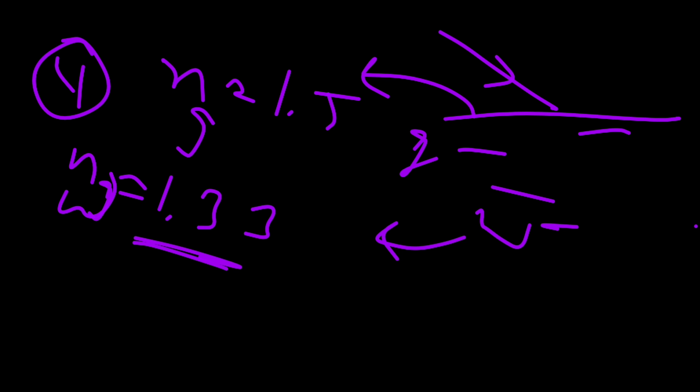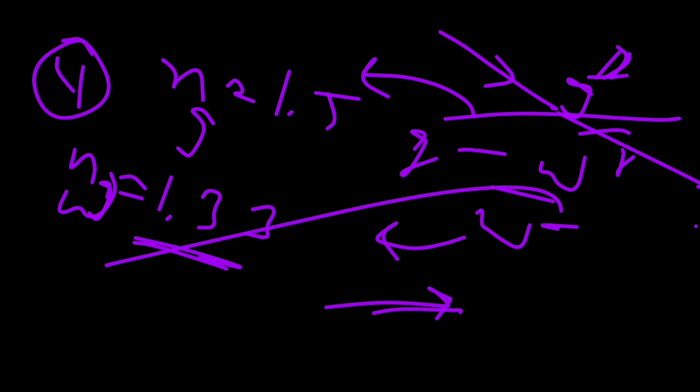So the light ray is coming from glass to water, from denser to rarer medium. The light ray bends away from the normal. Did you get it? So this is an important question. You need to remember it.